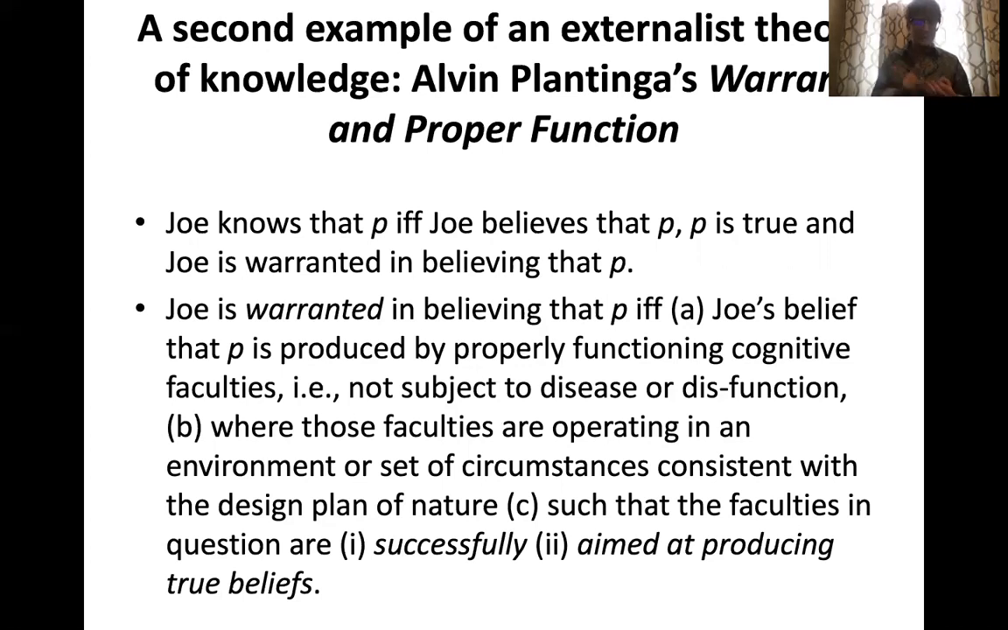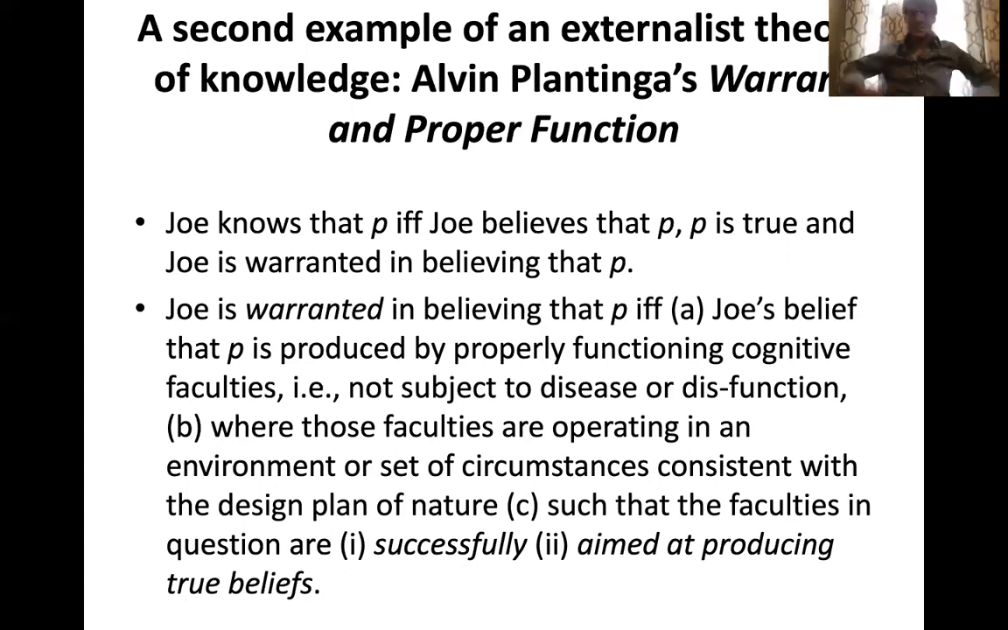What does that mean? Okay, it means that Joe is warranted in believing that P if and only if Joe's belief is produced by properly functioning cognitive faculties, right? So it's not subject to disease or dysfunction, where those faculties are operating in an environment or a set of circumstances consistent with the design plan of evolution or nature or God, such that the faculties in question are successfully aimed at producing true beliefs.